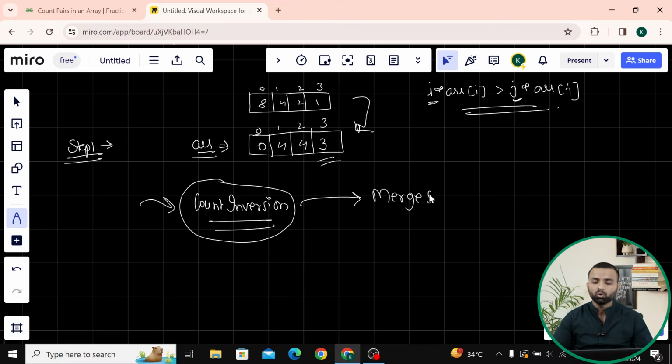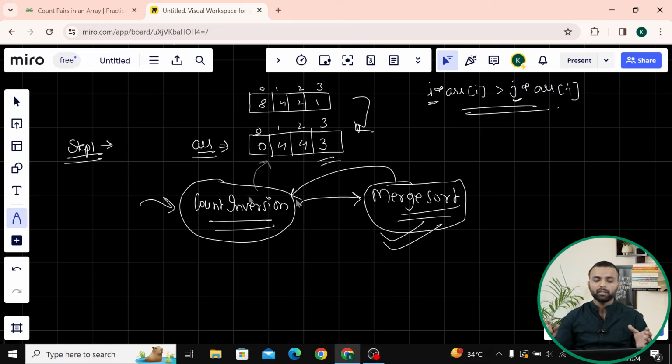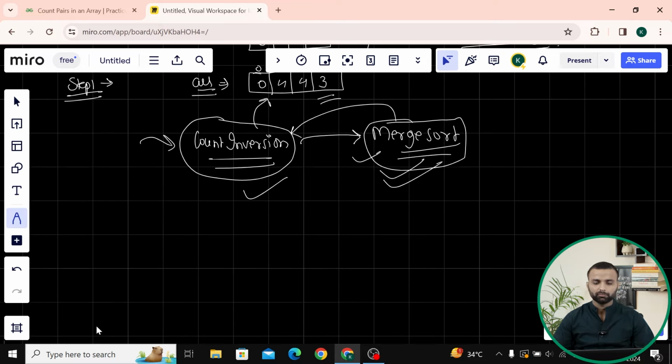If any one of you don't know about merge sort, please first understand the merge sort part, how we can solve it, and after that solve count inversion. So it's a very easy question when you solve these two steps, these two questions. Now let's move to how we can solve this.